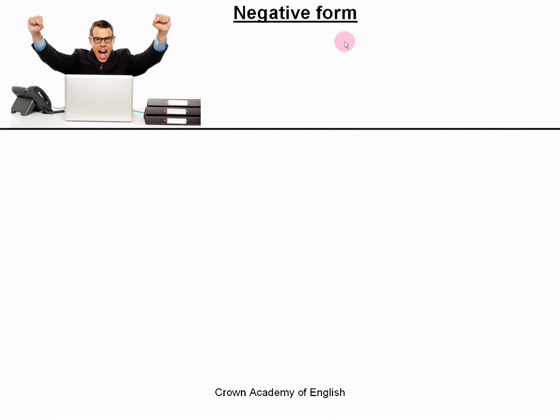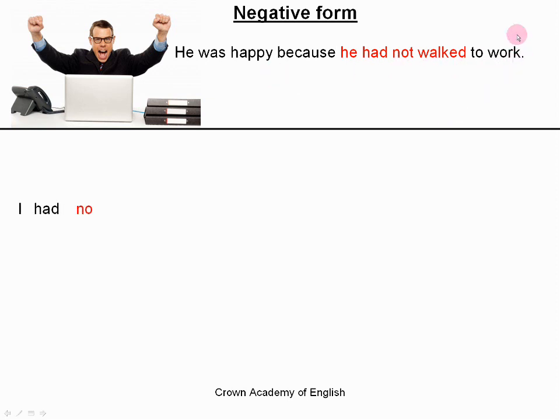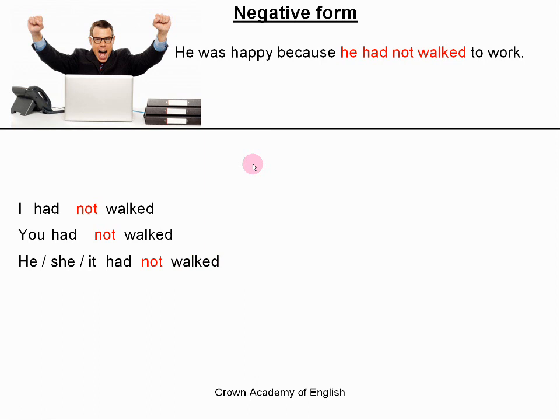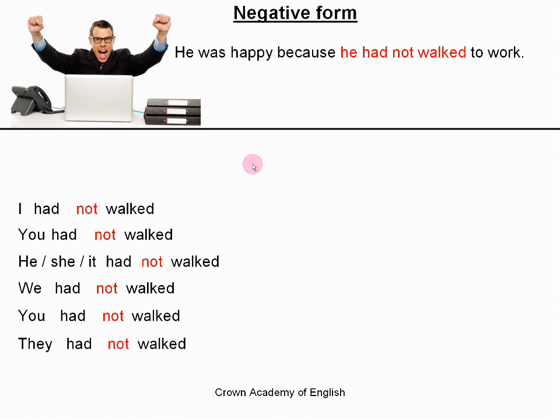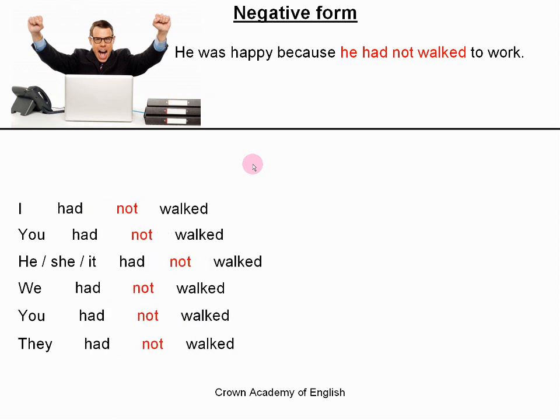The negative form. He was happy because he had not walked to work. He had not walked to work. I had not walked. You had not walked. He, she, it had not walked. We had not walked. You had not walked. And they had not walked.